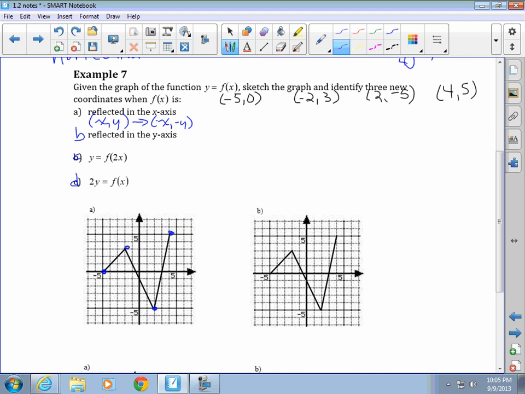So if we are reflecting in the x-axis, that means we change the sign of the y value. So this stays negative 5, 0. That's an invariant point. Negative 2, negative 3, 2, negative 5, and 4, negative 5.